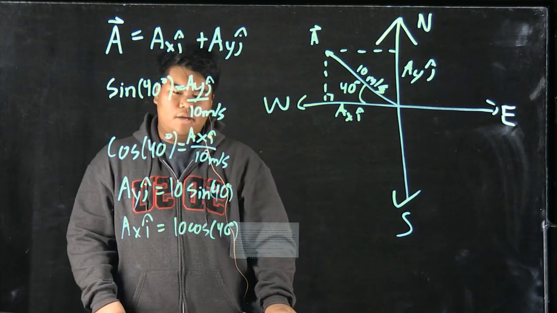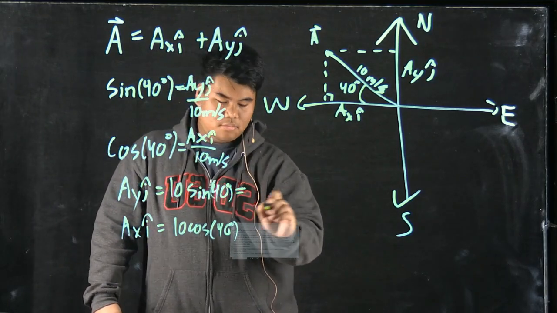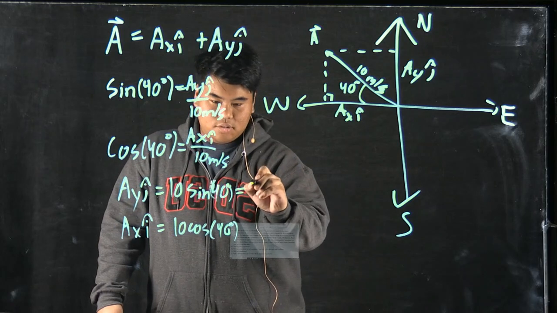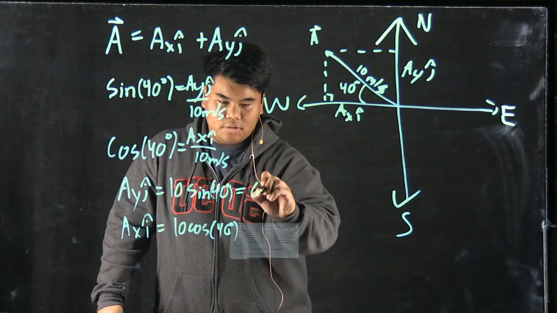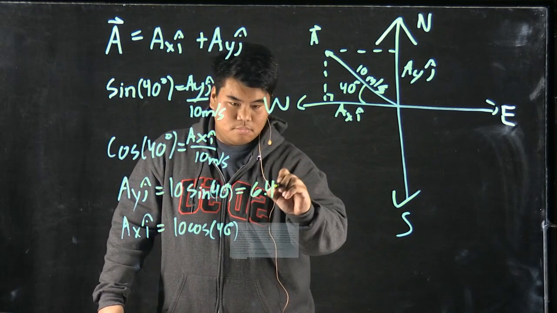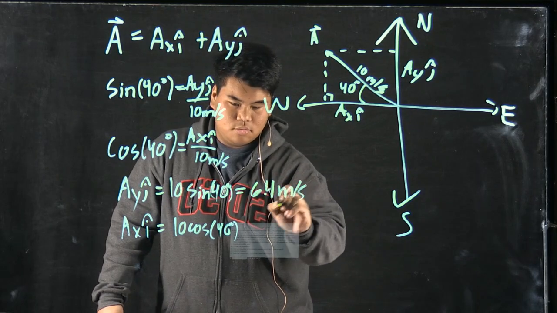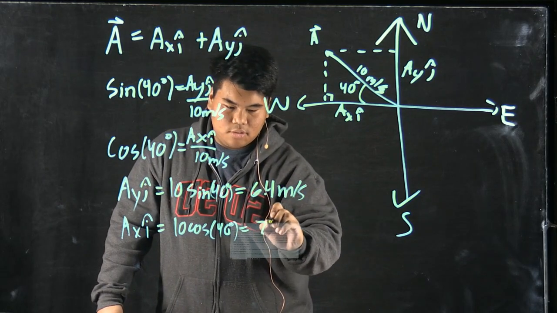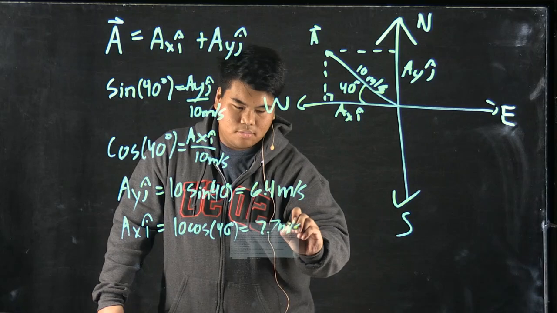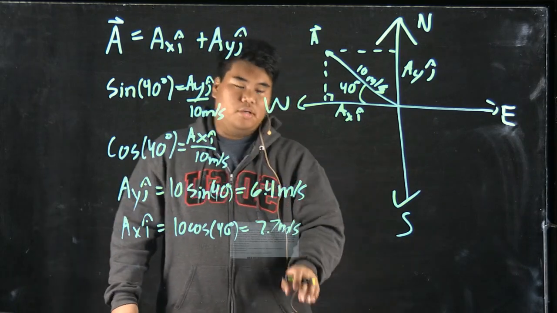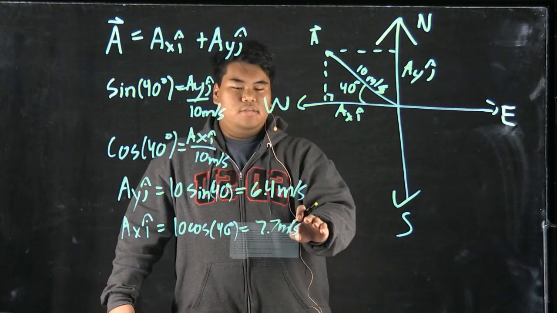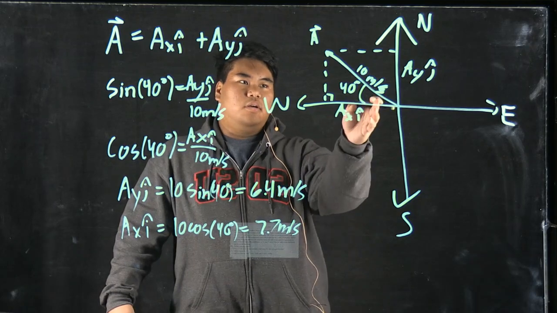And when calculating these out, we get 6.4 meters per second and 7.7 meters per second. But before we're done, we need to analyze our answer and look at our graph.